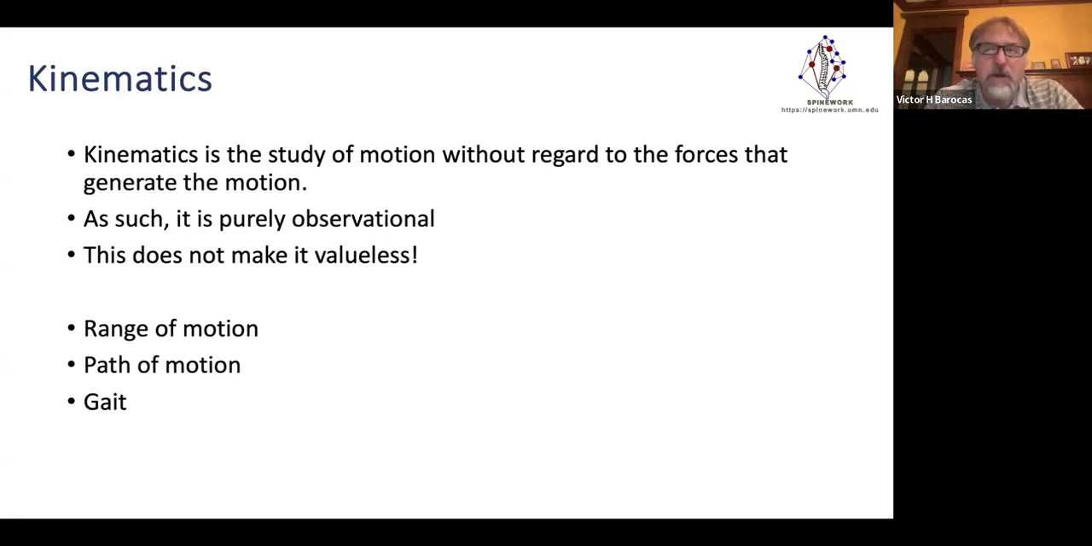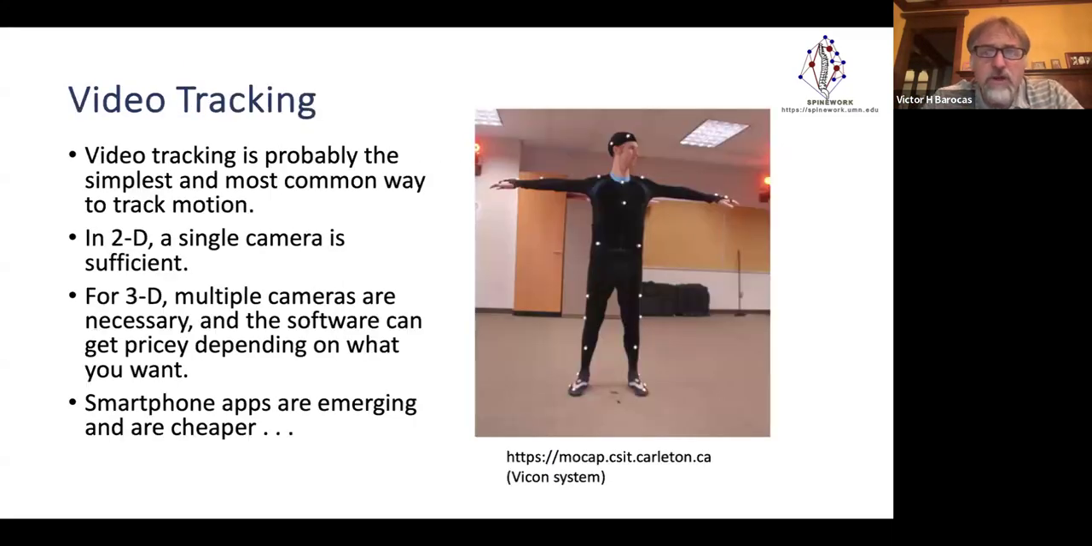Sort of the classic kinematics problem is gait, where people are trying to analyze how people move when they walk. By far the most common tool for measuring motion kinematically, particularly in large systems like a person, is video tracking. It's very simple. If you're in two dimensions, so if you're moving in a plane, a single camera is sufficient. If you're moving in multiple dimensions, in the third dimension, then you need multiple cameras, and the software can get pricey depending on what you want. But smartphone apps are just emerging, and they keep getting cheaper and cheaper.